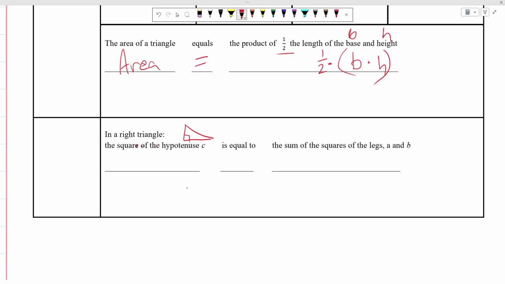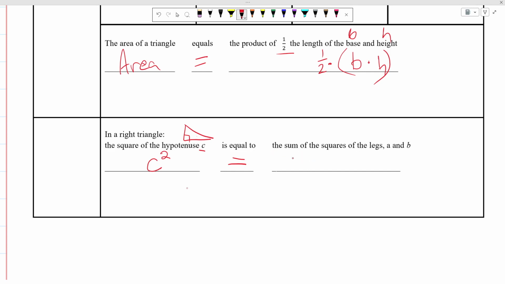Let's see, anyways, the square of a hypotenuse C is equal to the sum of the squares of the legs A and B. Well, first thing is equal to. That's where my eyeballs go right away. Okay, the square of the hypotenuse C. Well, it tells me the variable to use and the letter, which is nice. So I'm going to use that, C. And it says the square of it. Okay, the square of it. Nothing complex there.